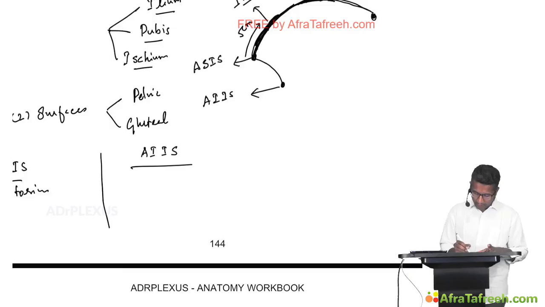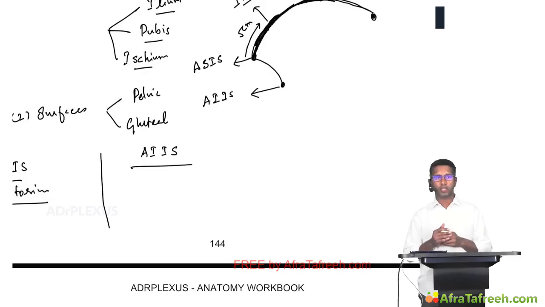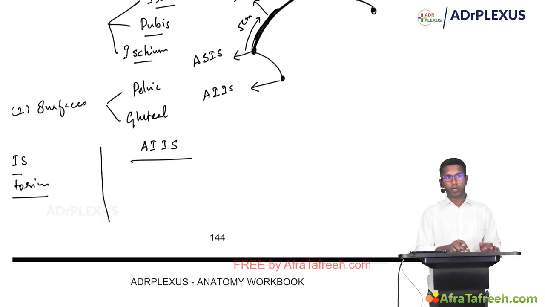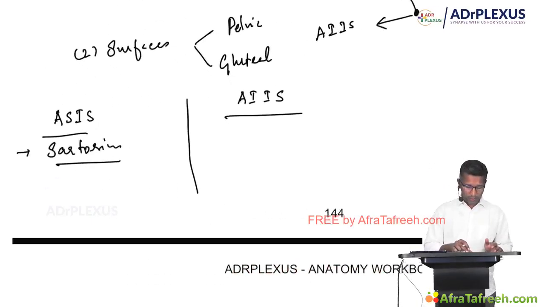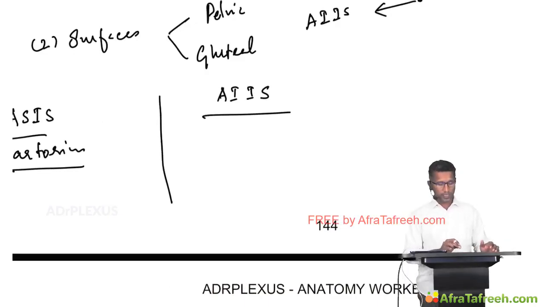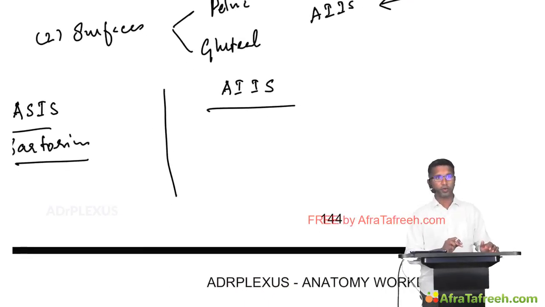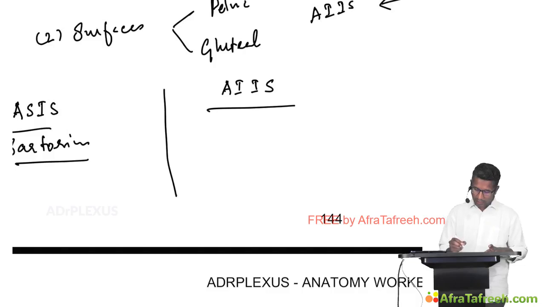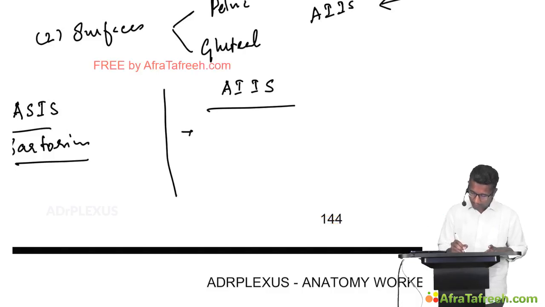A muscle takes origin from the anterior inferior iliac spine. If somebody asks you where sartorius arises from, what is the origin of the sartorius? You can say that sartorius arises from the anterior superior iliac spine. And from the anterior inferior iliac spine you get a muscle called the straight head of rectus femoris.